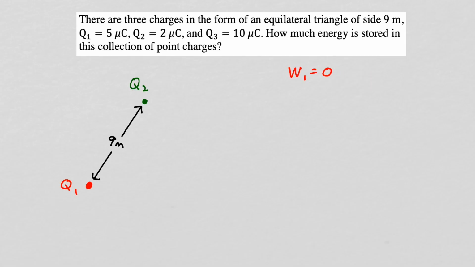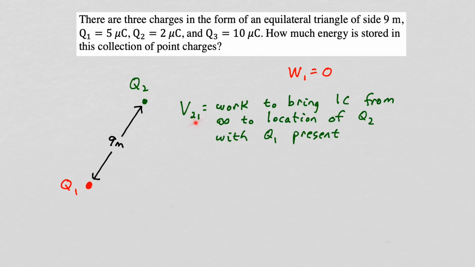Now let's bring in Q sub 2. It is going to take work to bring in Q sub 2 because there's an electric field intensity caused by charge Q sub 1. V sub 2(1) is going to be the amount of work to bring 1 coulomb of charge from infinity to the location of Q2 with Q1 present. In a previous video, we found that quantity, and it is Q1 over 4 pi epsilon sub 0 times the distance away our point is, which is 9 meters.